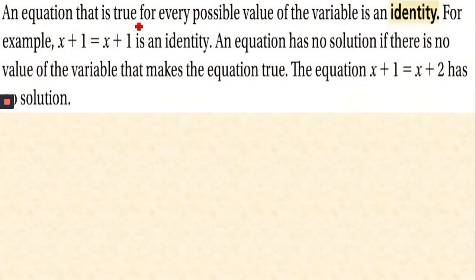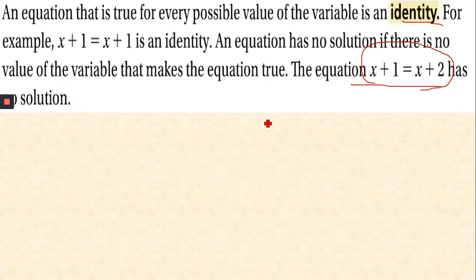Okay. An equation that is true for every possible value of the variable is an identity. Like our example, x plus 1 is equal to x plus 1. They are identity or identical. They are just the same. An equation has no solution if there is no value of the variable that makes the equation true. Example, this one. If you encounter this kind of equation, it means it has no solution.